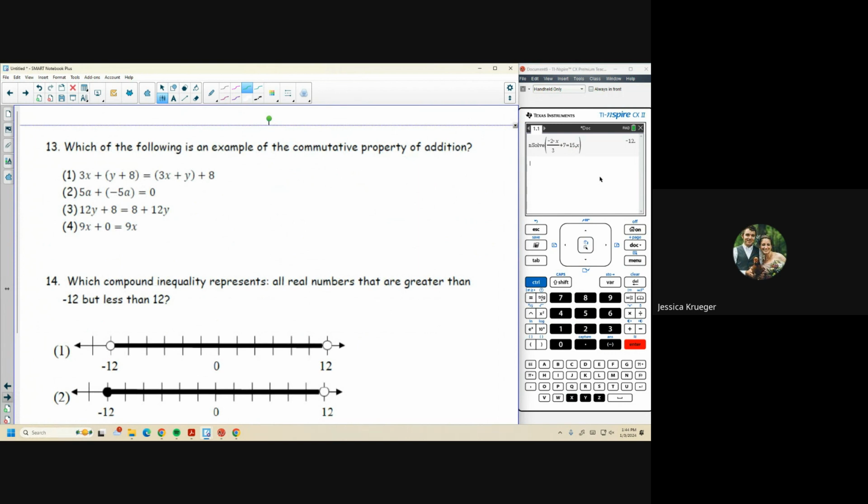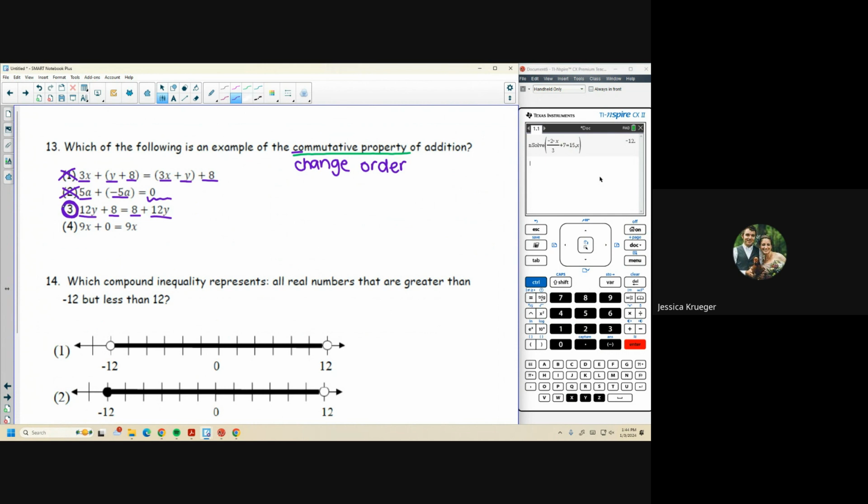Okay, which of the following is an example of the commutative property? Okay, commutative property. We talked in class. Commutative starts with CO. That should make you think change order. So I'm looking for something that's changing order. Choice 1, I've got 3x, y, and 8. 3x, y, and 8. The order did not change. That is not commutative. Number 2, 5a, -5a. And then on this side, it's a totally different number. That's not commutative. 3, 12y, 8, 8, 12y. That changed order. That's your commutative property of addition.